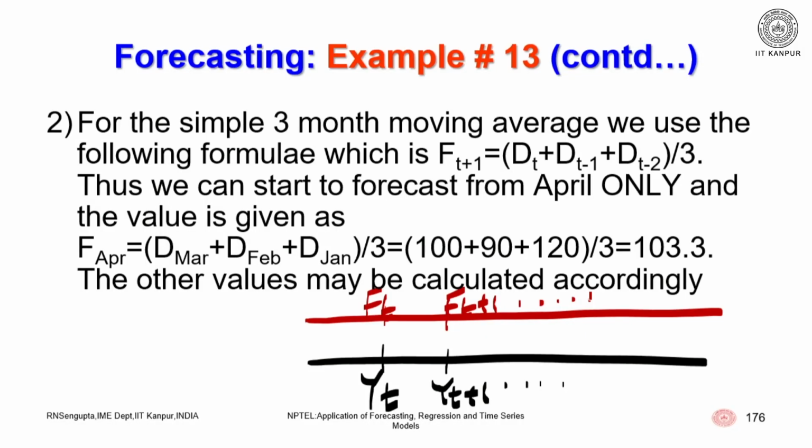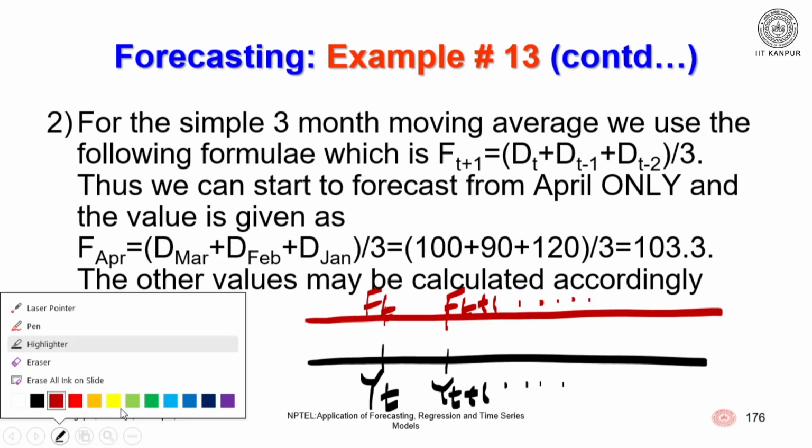So, when I am trying to find out yt plus 1, it will be the average of 3 values, hence divided by 3. That means you are giving equal weightages to these values, and the values are yt or dt, plus yt minus 1 or dt minus 1, plus yt minus 2 or dt minus 2, divided by 3. Thus, we can start to forecast only from the month of April, because it is January, February, March. So, for April it will be the average of January, February, March, which is given by the actual values.